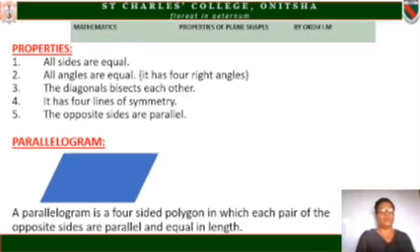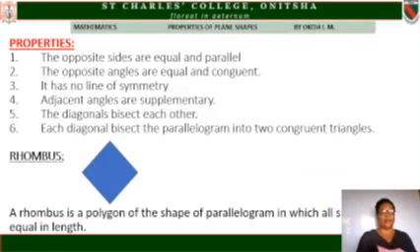Then we go to the next one, which is a parallelogram. This is the shape we call a parallelogram. If you observe it very well, you see that this one is a parallelogram, and this one is also a parallelogram. So we say that a parallelogram is a 4-sided polygon in which each pair of opposite sides are parallel and equal in length. This side is parallel to this side, and they are equal in length, and this side is also parallel to this one, and they are equal in length. Likewise, this one, it's the same thing. The opposite sides are parallel.